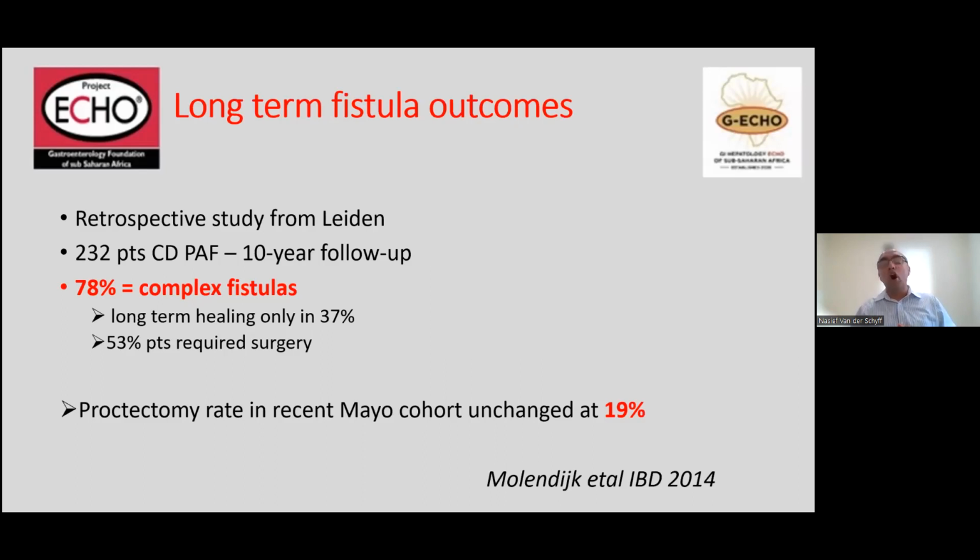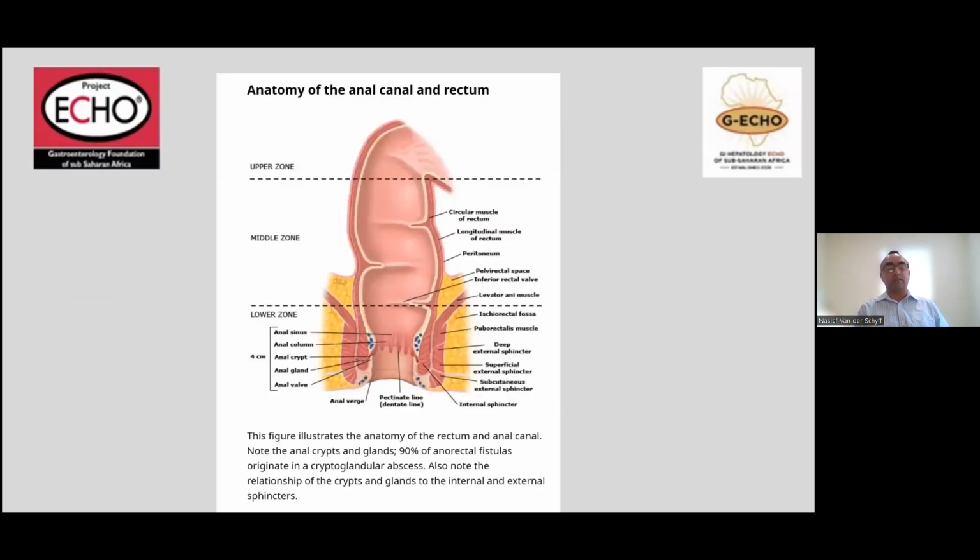In terms of the long-term fistula outcomes, unfortunately, as we're sitting here, it is still very disappointing. This paper was published in 2014, with data from the Netherlands, a retrospective study from Leiden looking at 232 patients over a 10-year follow-up. 78% of patients had complex fistulas, which I'll speak about now. Long-term healing in these patients with complex fistula was only seen in 37% of patients, and roughly over 50% of patients required surgery. Even now, after 22 to 25 years of biologic usage, the proctectomy rate in the recent Mayo cohort still remains unchanged at 19%.